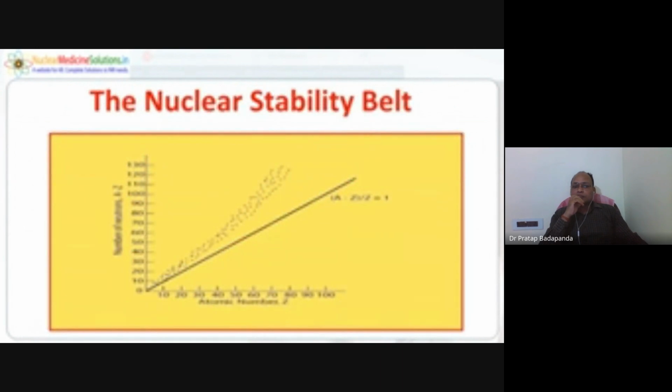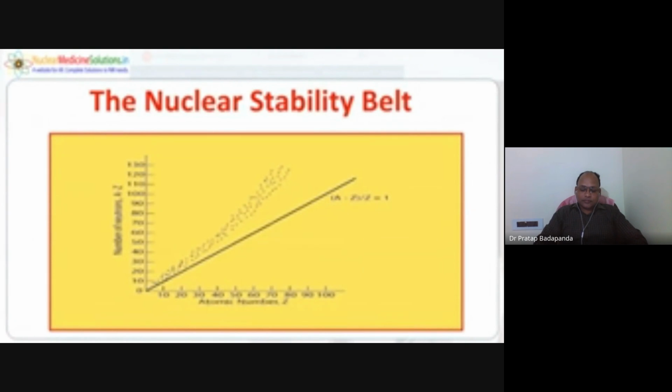Since the last few slides we are talking about nuclear stability. What is nuclear stability? There is a neutron by proton ratio. What is neutron by proton? It means in the nucleus, there are neutrons and there are protons. If the neutron by proton ratio is 1, it means the isotope is stable. But when there is a change in the neutron by proton ratio, then it means the nucleus is unstable.